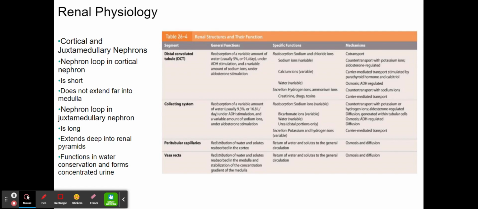The long nephron loop in a juxtamedullary nephron extends deep into the renal pyramids. There it plays a key role in water conservation and the formation of concentrated urine. This process is vitally important, affecting the tubular fluid produced by every nephron in the kidney. For this reason, we use a juxtamedullary nephron as our example. Table 26-4 summarizes the functions of the various parts of that nephron.